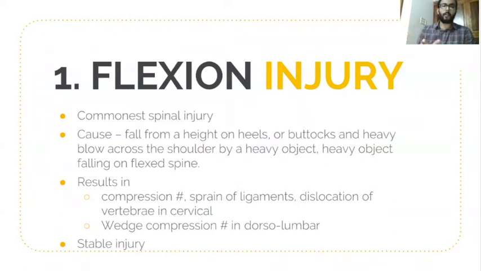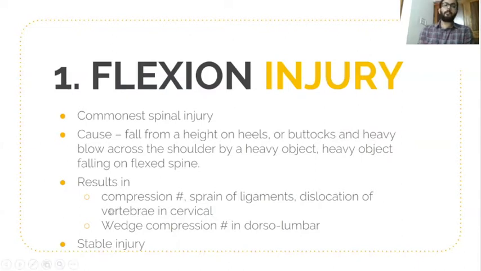But a heavy blow across the shoulder by a heavy object uniformly towards both shoulders causes flexion injury. Heavy object falling on flexed spine. It may occur mostly in a work area, mainly building construction areas. It may occur whenever the patient is in lumbar flexion position. A heavy object falling on the flexed spine may cause flexion injury, and it results in compression fracture.